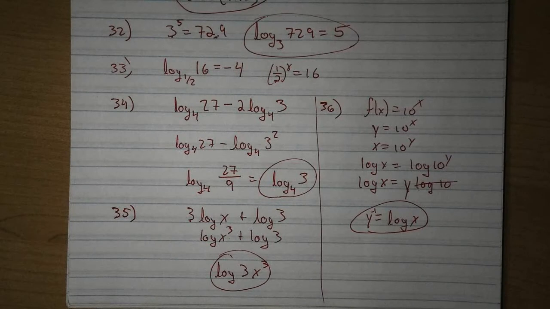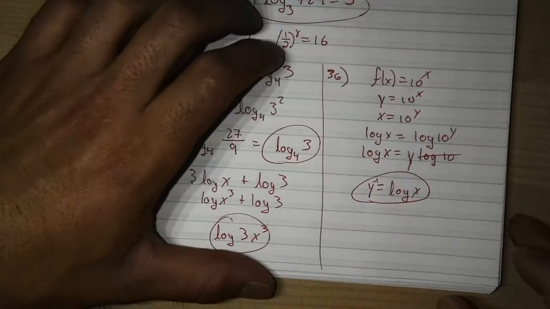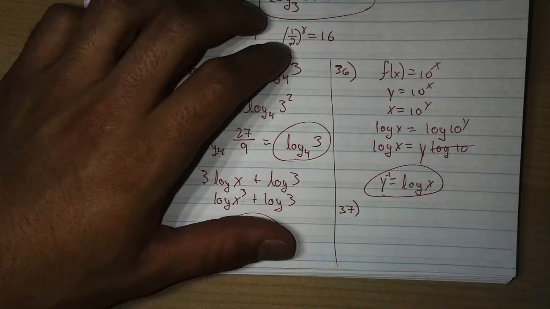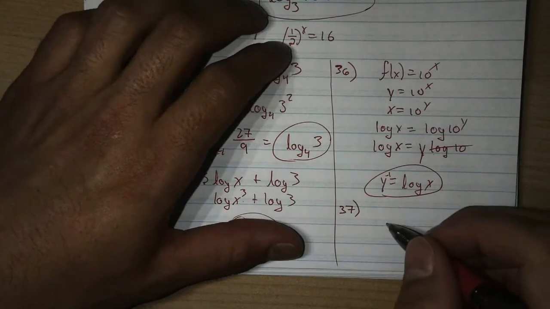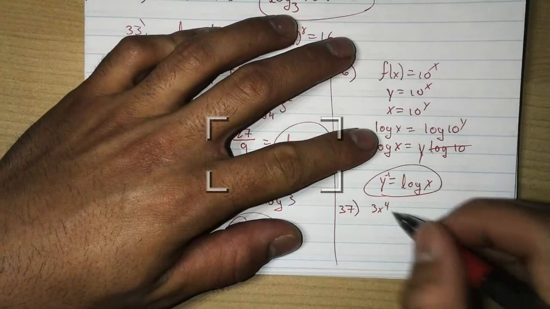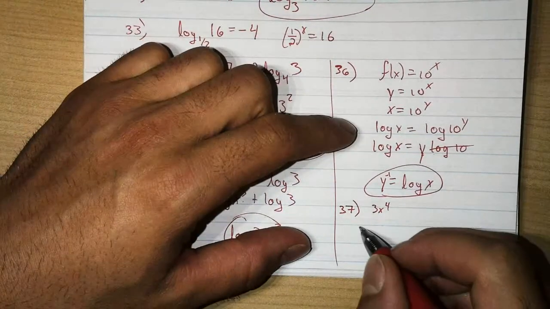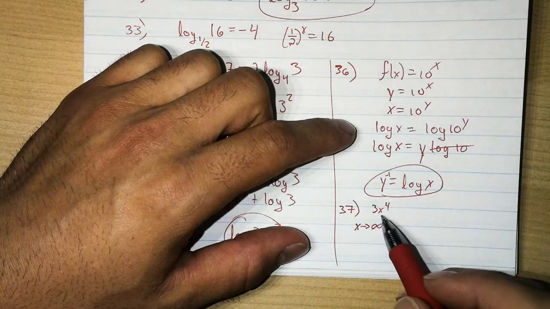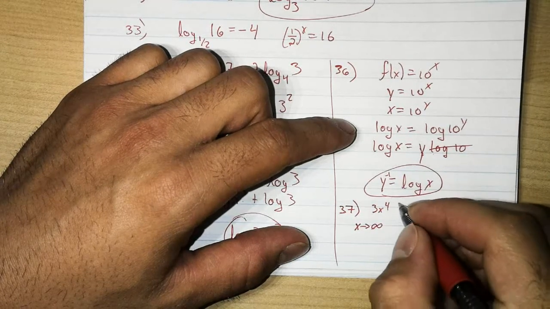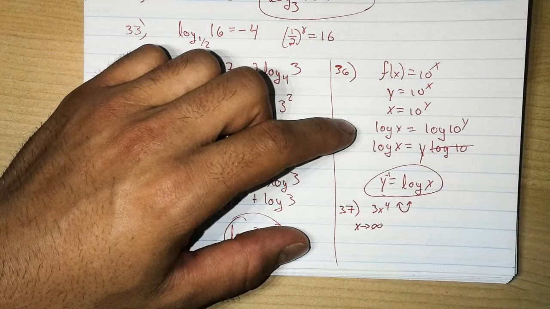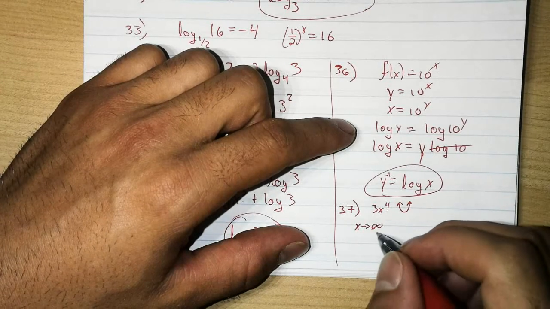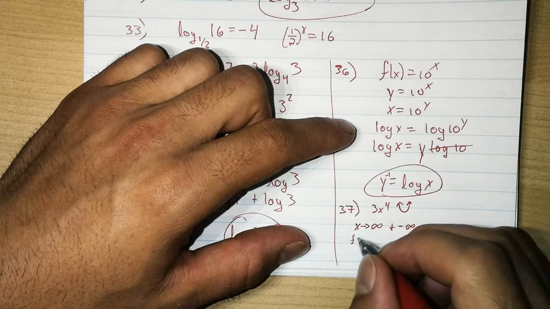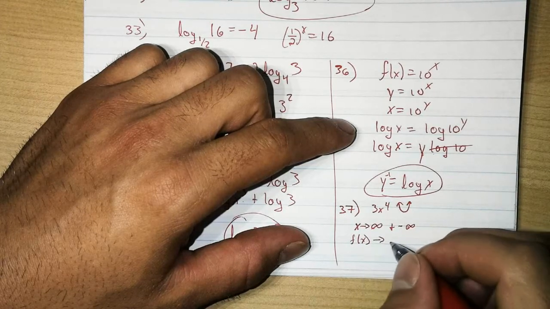Okay. And lastly, squeeze in 37 right down here. The end behavior. 3x to the 4th. So as x goes to infinity, right? This whole function is going up, and this function looks like this, essentially, in terms of end behavior. So when x goes to infinity and negative infinity, the function also goes to infinity.